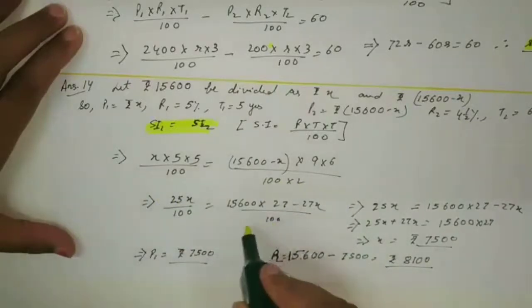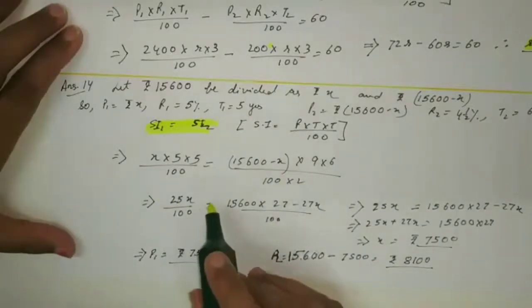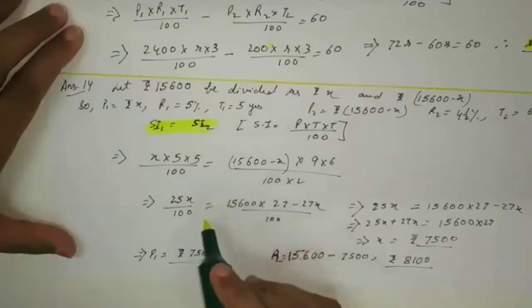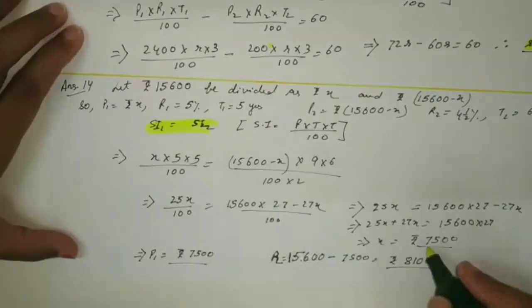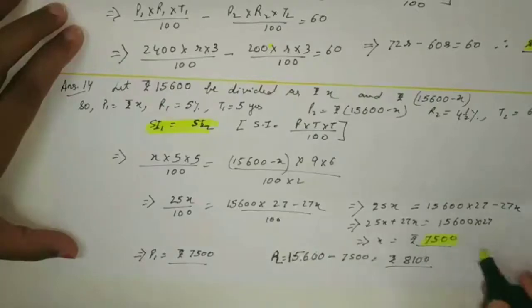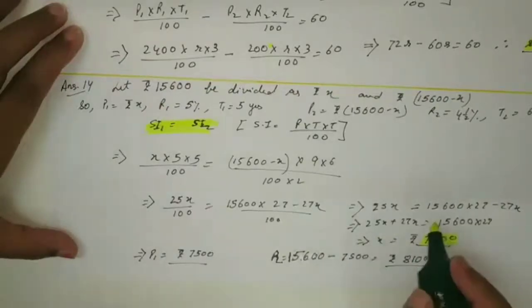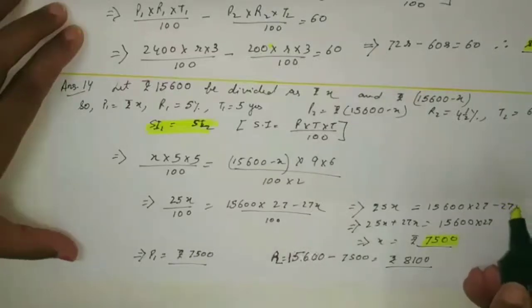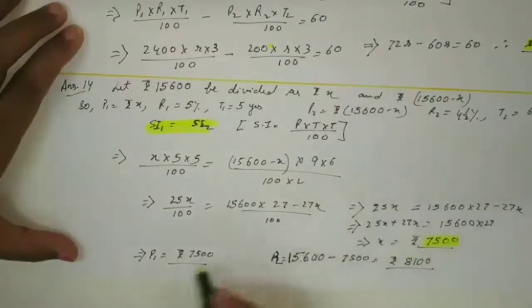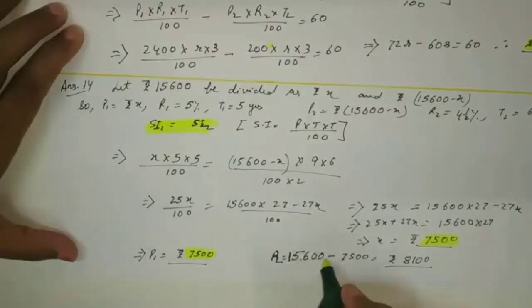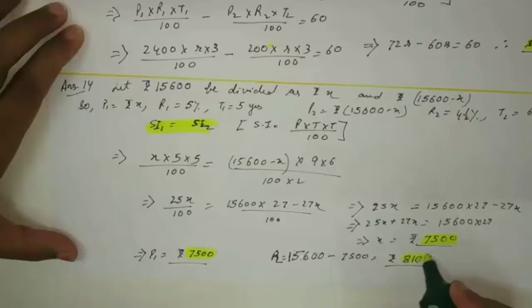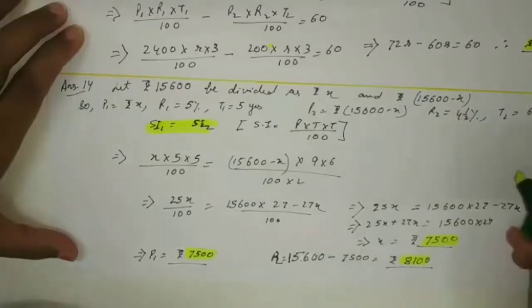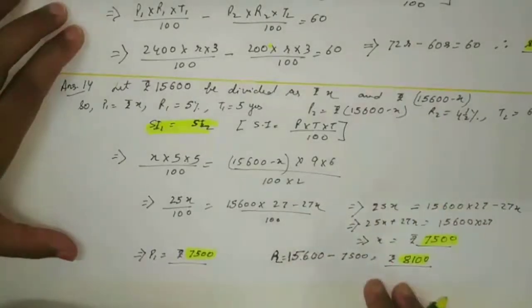On solving these lines, this is a linear equation, solve it out, and we get X is equal to 7,500. I've shown some of the steps, but you may not follow this. There are different ways to solve the linear equations. So when X is this, my first principal becomes 7,500, and the second is 15,600 minus this, that is 8,100.